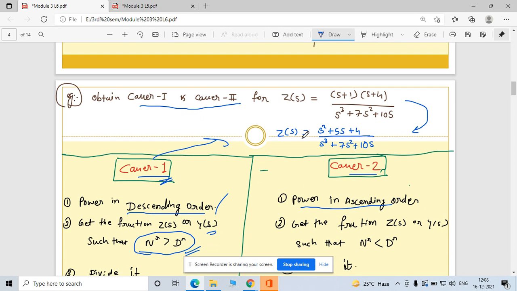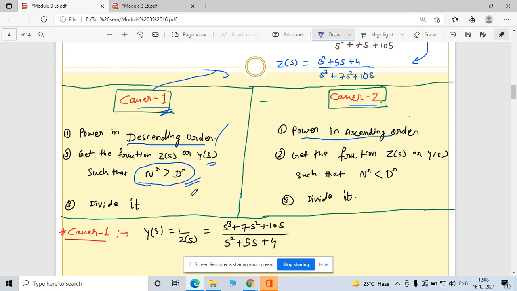So here you have to take the reciprocal of this function, then you will proceed. Then the third one is divide it, simple. On the other hand, for Cauer 2 circuit, you have to arrange your function in such a format that your numerator degree is less than your denominator degree, then divide it.